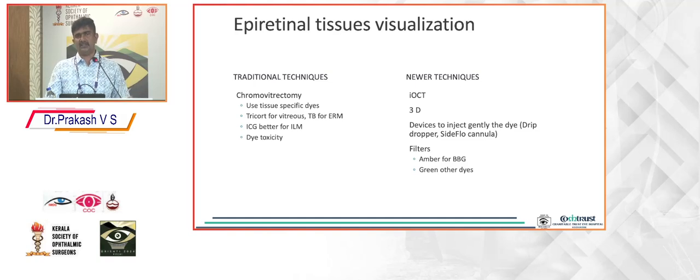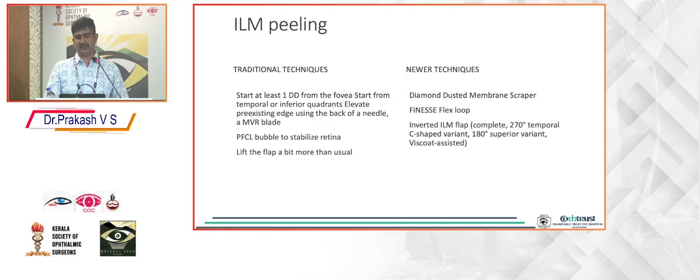Also, the other biggest problem is that we usually inject with syringes which don't have a controlled injection. So many dyes get inside the macular hole, causing toxicity. Now we have newer devices which have a controlled mode of injection and thereby avoid the toxicity. And we also have microscope mounted filters. We use an amber filter if you are using brilliant green dye, or a green filter for other dyes.